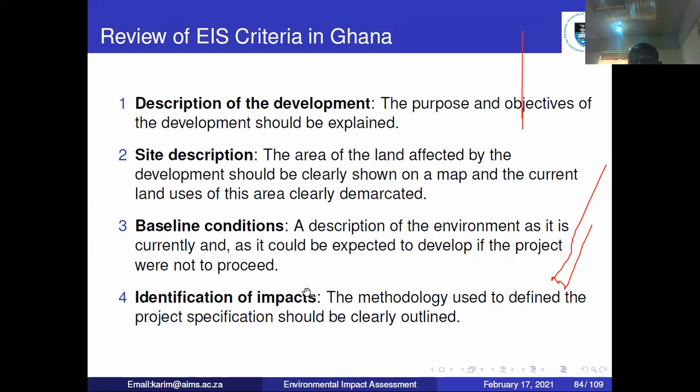Identification of the impacts. So you have to tell the people what methods you have used to identify the impacts. The methodology used to define the project specification should be clearly outlined. What are the methods that are used? Methodology.